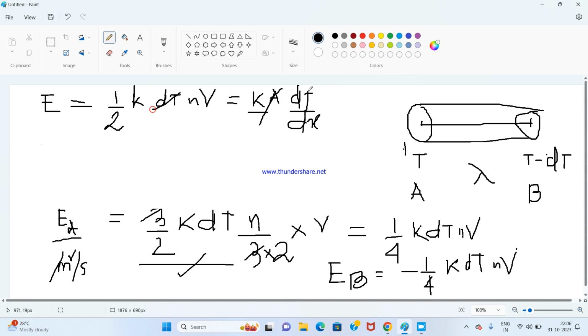Now this dt is cancelled. Now the thermal conductivity K becomes half small k n v into dx. This dx, the distance, I can say is lambda. For this particular explanation, I assumed it as lambda. Okay.